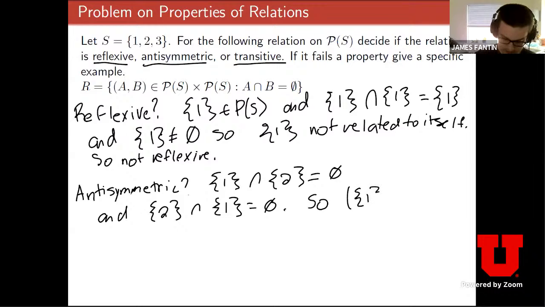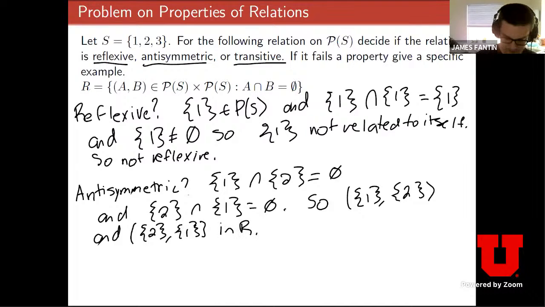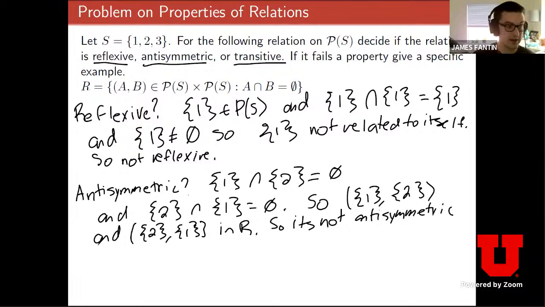So we would have {1, 2} and {2, 1} in R. So it's not antisymmetric. Antisymmetric requires that if (A, B) is in the relation and A is not equal to B, then (B, A) is not in the relation. And we just found a counterexample to that. So it's not antisymmetric. What about transitive?